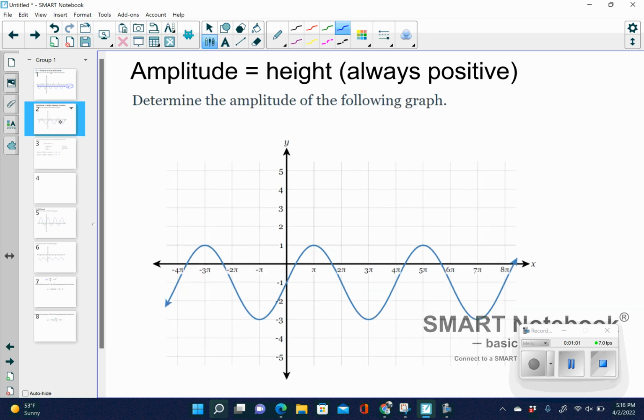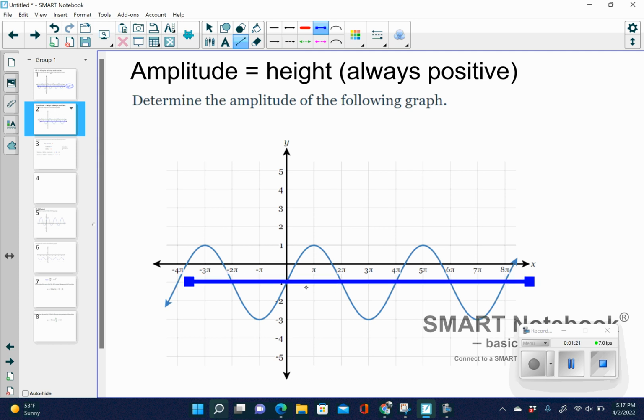This one right here, we're going to look for the amplitude. Before we can find the amplitude or the height, we want to again look for the midline. So here's our graph. I'm going to go halfway. And again, I think the midline is -1. It's not always going to be -1, but in these two examples, they were.